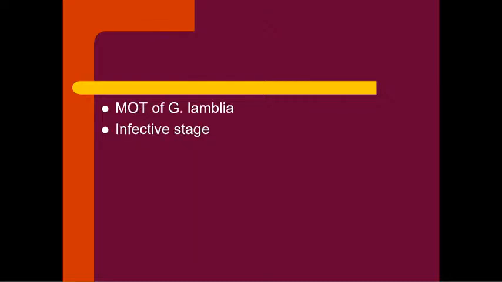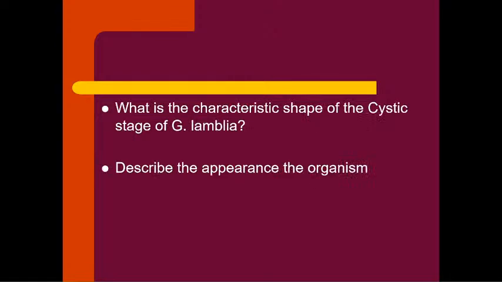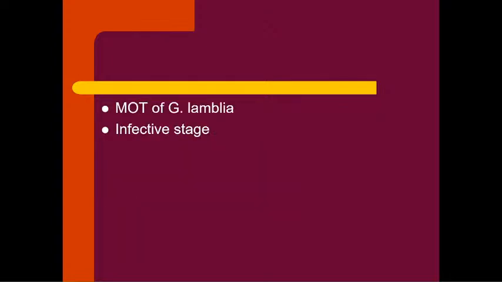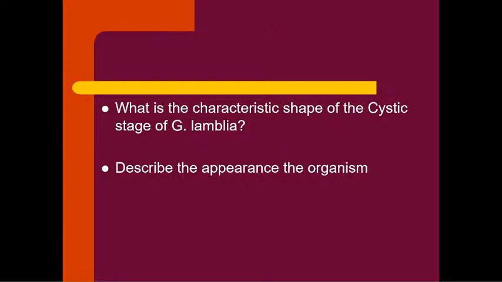Mode of transmission of Giardia lamblia is, of course, the ingestion of cysts, which is basically the infective stage. Right? Giardia lamblia's infective stage is the cyst. Okay? Now, characteristic shape of the cysts of Giardia lamblia. So what we were talking about, old man with eyeglasses, the one that has flagella present, is the trophozoite. Now, when we're talking about the cyst, the appearance is different. It is football shape and it's characterized as a smiling cyst. The appearance is a smiling cyst because it has like a sort of a curve.